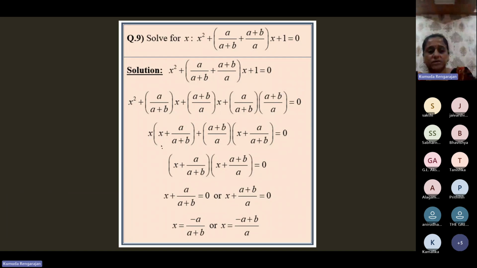So then you see that this is common in the 2 brackets. So (x + a)/(a + b) into, put these two in another bracket, is equal to 0. So now this is 0 or this is 0. If this is 0, x is equal to minus a by a plus b. If this one is 0, then x is equal to, when this goes to the other side, this will become minus, no? So x is equal to minus (a + b) by a.